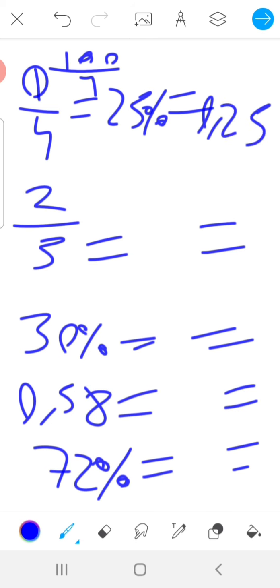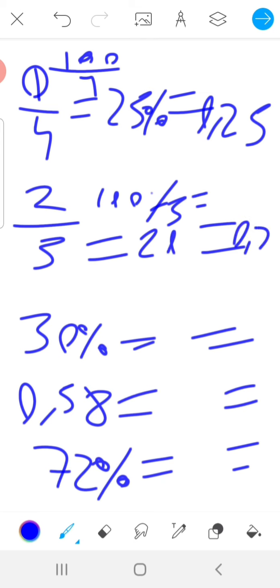And the same thing, 100 divided by 5 is equal to 20, and if you divide it by 100, it's 0.2. And 30%, here, to get a decimal, we of course divide it by 100, which makes it 0.3.